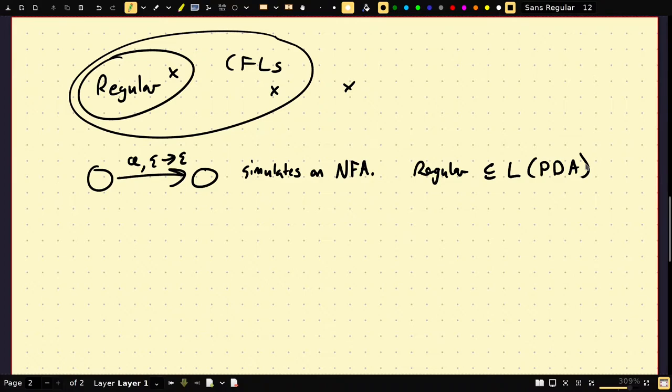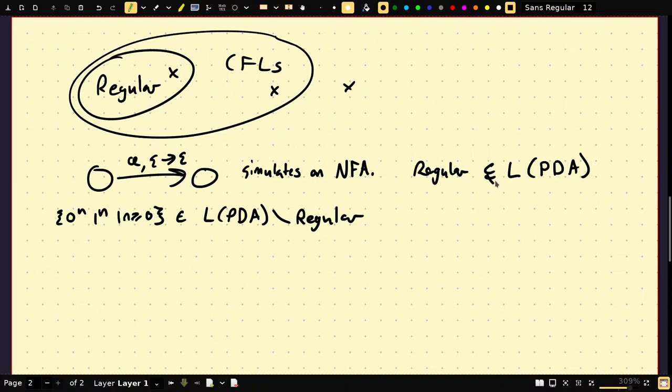And in fact, it's a strict subset. Why? Because I showed that 0^n 1^n, this is the canonical example of a context-free language. I gave a PDA to decide that, and we know that's not regular. So this is actually a strict subset, right? So far, the picture we have is that PDAs are more powerful than DFAs and NFAs and regular grammars. But all the languages we showed so far were actually context-free.